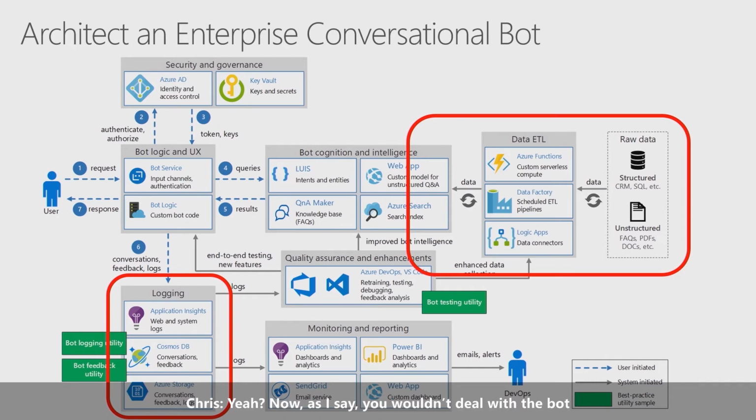Now, as I say, you wouldn't deal with the bot logic in UX. You wouldn't deal with the cognition of the bot or the intelligence of it at all. But you might be expected to provision Cosmos DB and Azure Blob to facilitate that. And in this case, with the Blob, you'd inform the AI engineer, here's the shared access key to access that, and here's the Cosmos DB API that you can access as well.